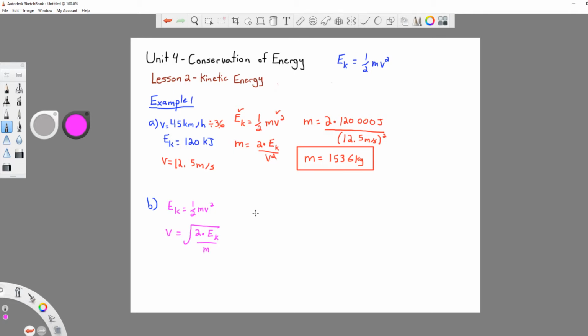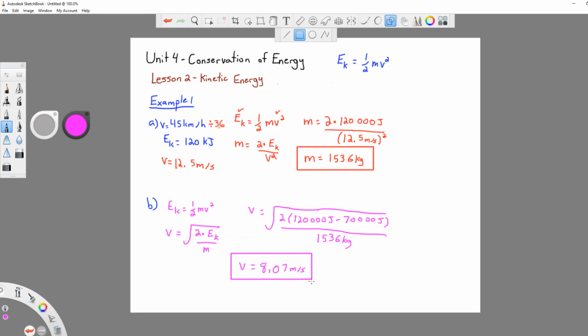Let's put our numbers in. Velocity is equal to the square root of 2 times 120,000 joules, and we're subtracting 70,000 joules, and we divide this whole thing by the mass of the object, which we solved for in part 1, so divided by 1536 kilos. We should get a velocity of 8.07 meters per second. That's really all there is to it. Pretty straightforward formula.